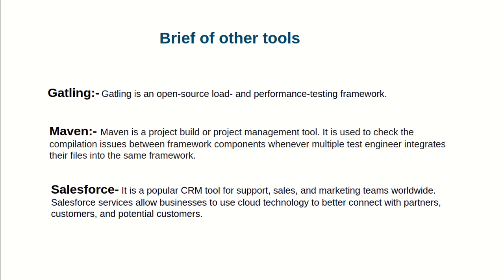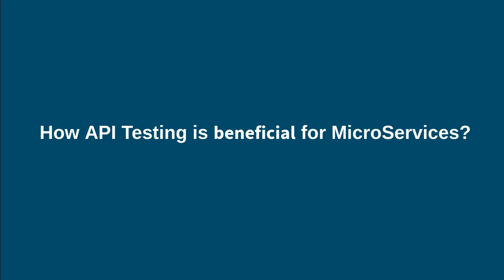And there are other tools like Gatling, Maven and Salesforce. Gatling is a load and performance testing tool. Maven is a project and build management tool, which is used to check compatibility issues between framework components whenever multiple test engineers integrate their files into the same framework. And for CRM, we have Salesforce, which supports sales and marketing teams worldwide. And Salesforce services allow businesses to use cloud technologies to better connect with partners, customers and potential customers. So we can easily test microservices APIs with the help of these tools. How is API testing beneficial for microservices?